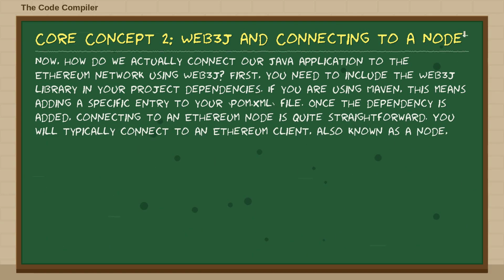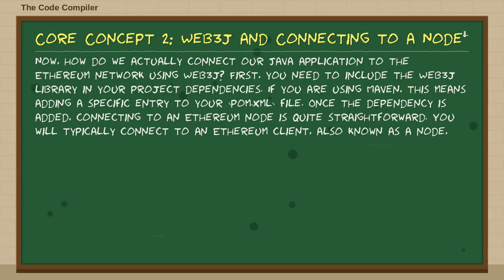You will typically connect to an Ethereum client, also known as a node, which could be running locally on your machine or accessed remotely through a service like Infura. Infura provides access to the Ethereum network without you having to run a full node yourself.